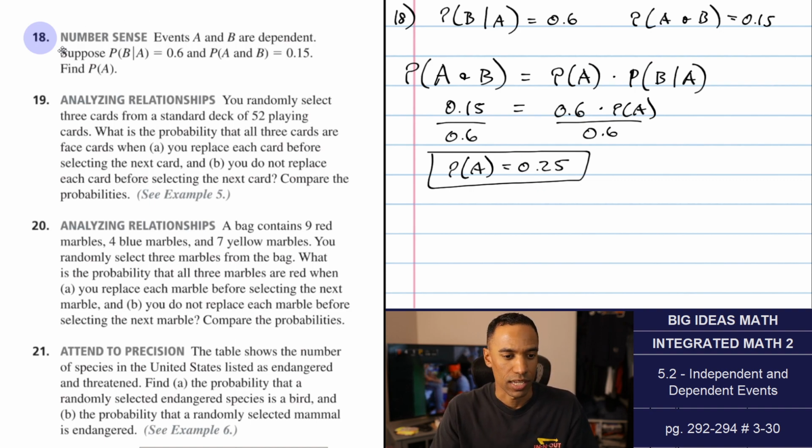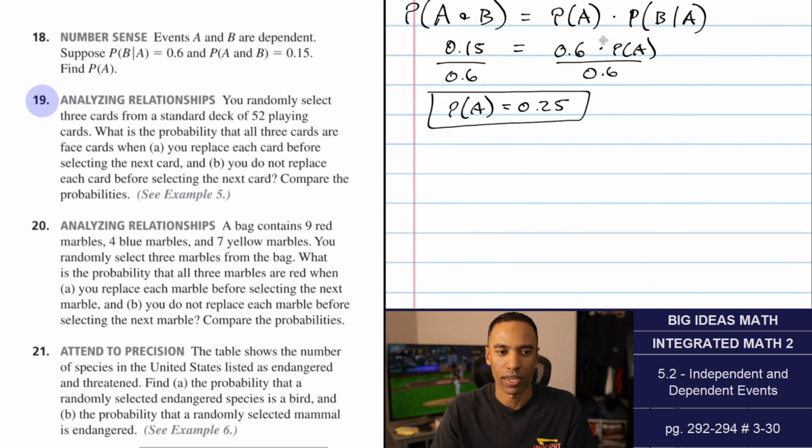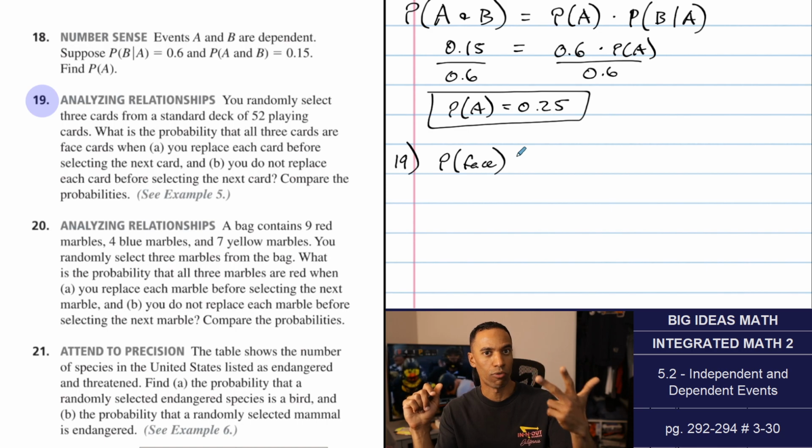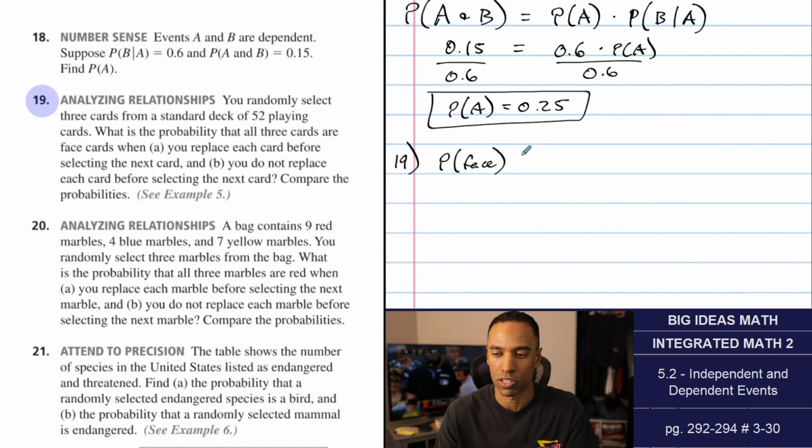Okay, number 19 and 20 on analyzing relationships. You randomly select 3 cards from a standard deck of 52 playing cards. What's the probability all 3 cards are face cards when you replace each card before selecting, and when you do not replace each card before selecting the next card? The first thing we have to know is the probability of selecting a face card. There's the Jack, Queen, King of all suits. So 4 suits, 3 face cards per suit. That's 12 out of 52.